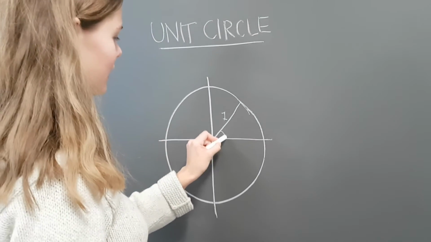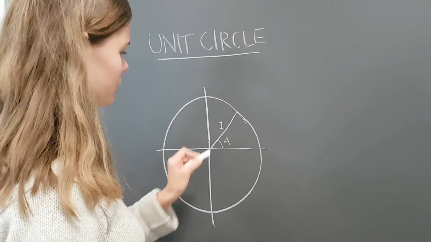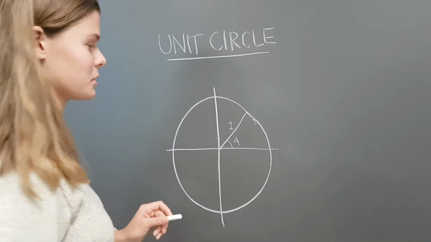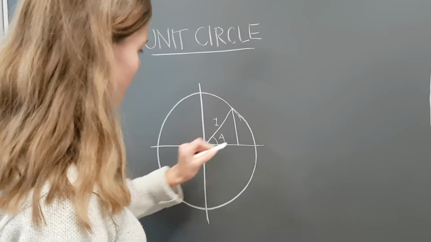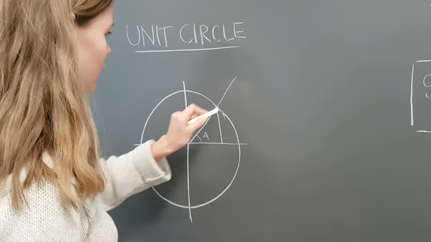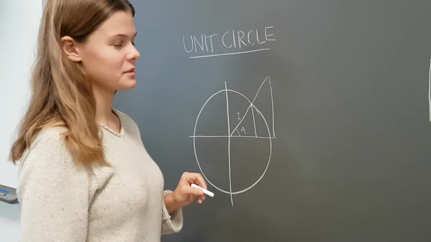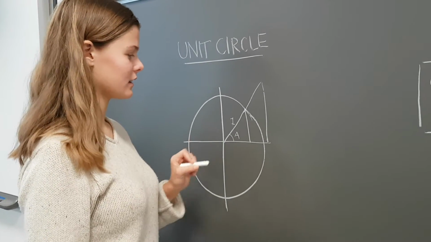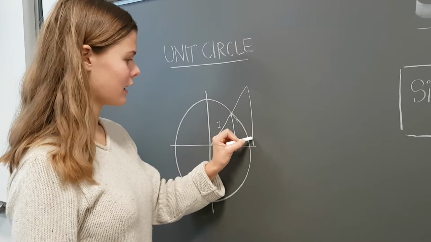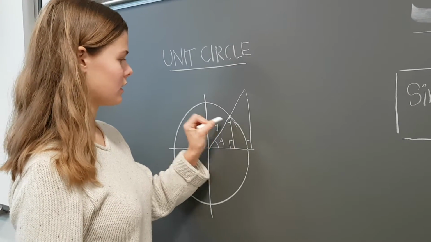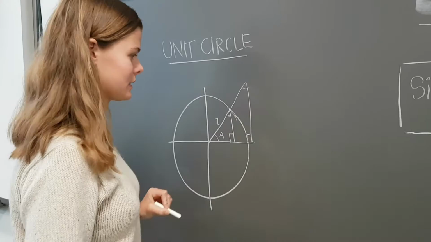Here we have the angle A. We need two triangles to prove SohCahToa, one inside the circle and one outside the circle. We know that these are similar triangles because they share the angle A and they both have right angles here. Then this angle must also be the same.